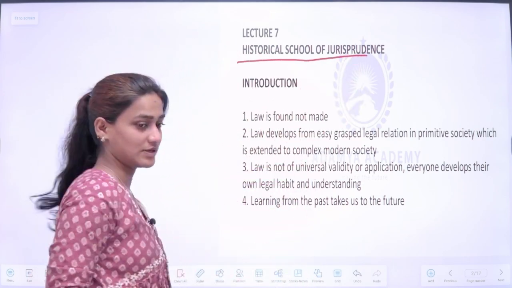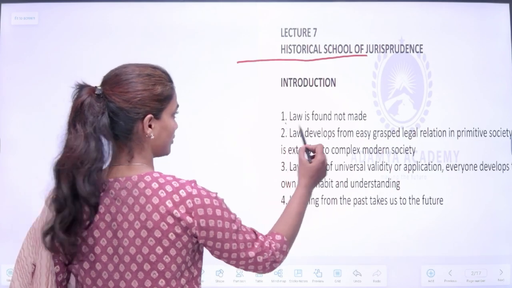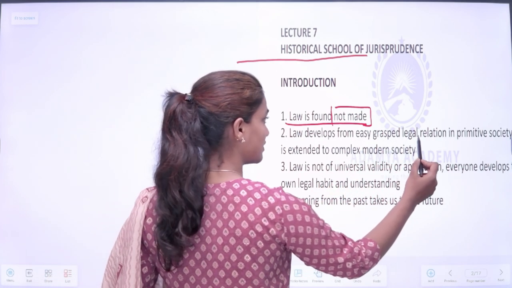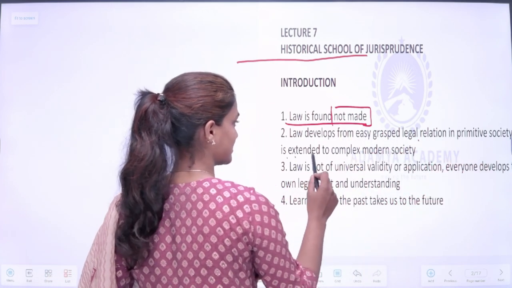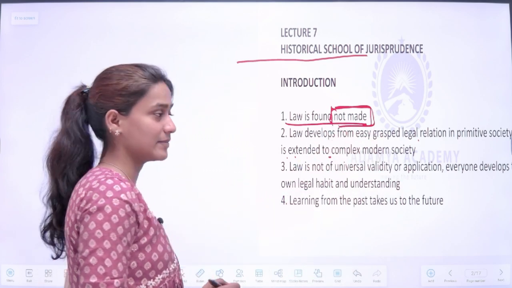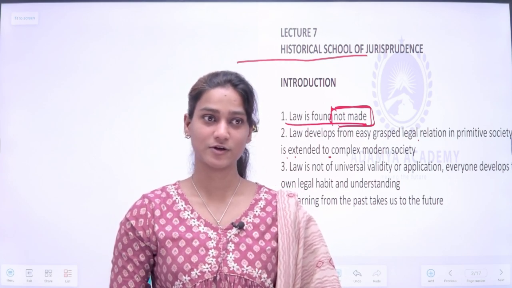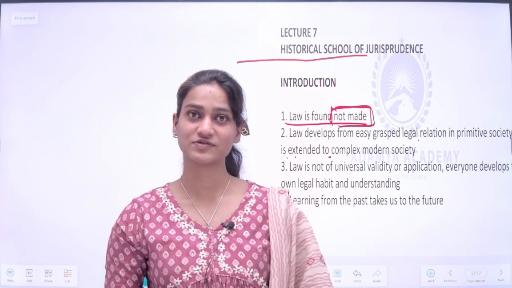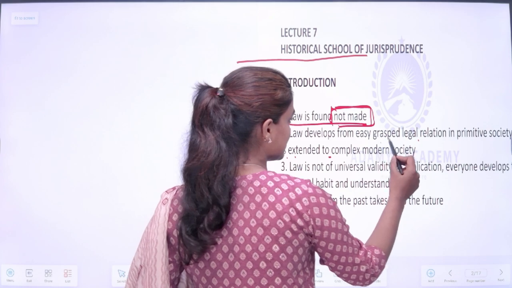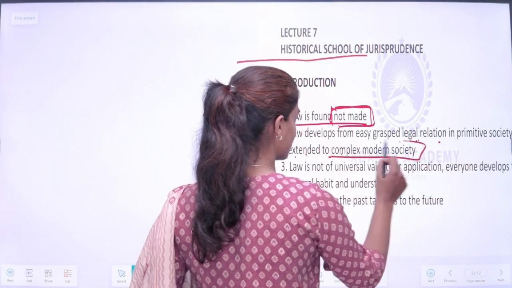Historical school of jurisprudence. Introduction. Law is found, not made. Law develops from easy grasps. Legal relation in primitive society is extended to complex modern society. It's a very famous line, law is found, not made. What does it mean? It means that law is made from the customs and traditions which have been prevalent in the past.